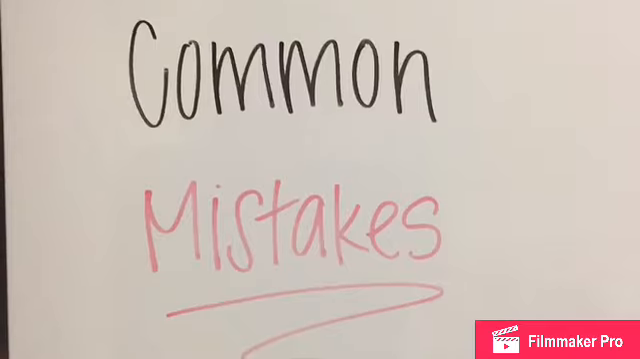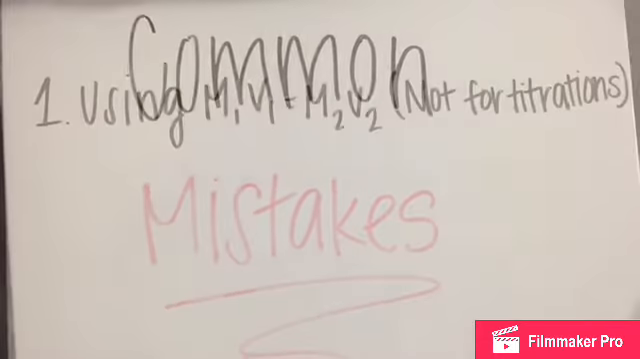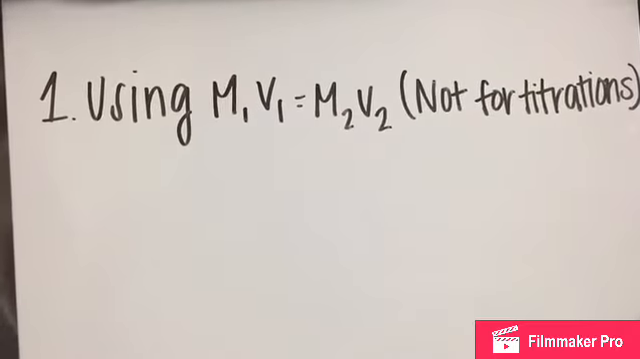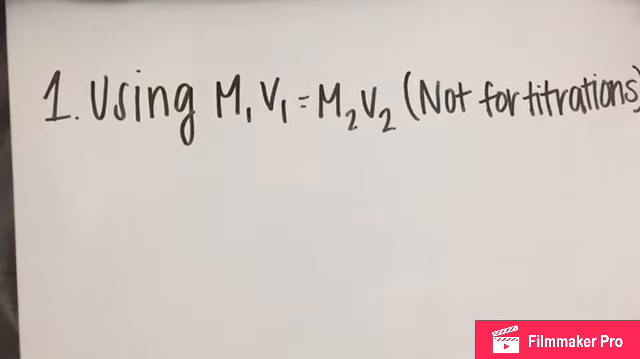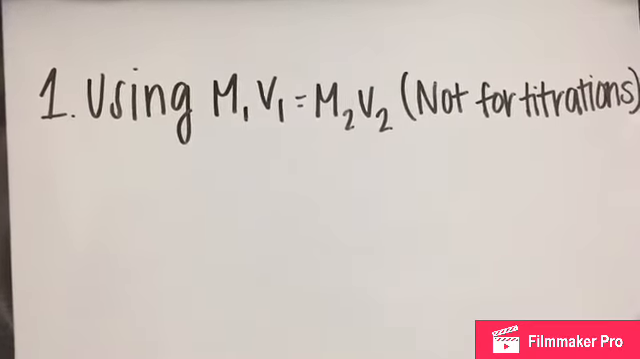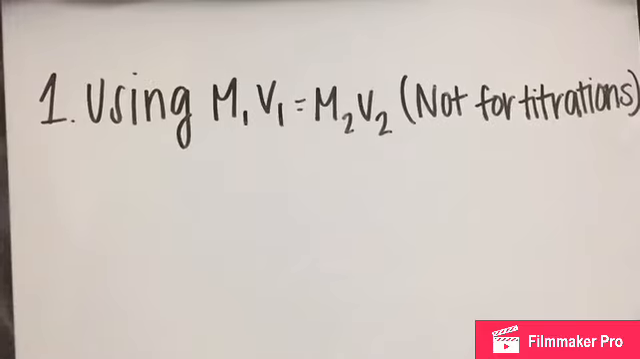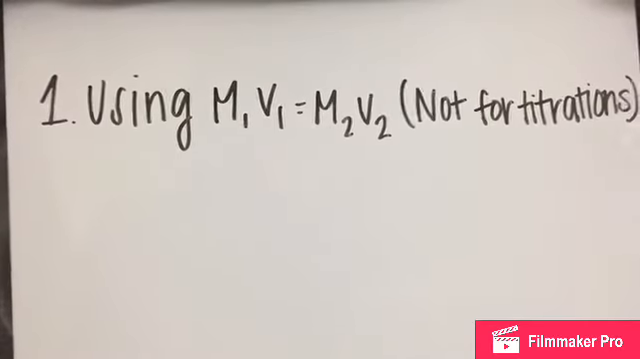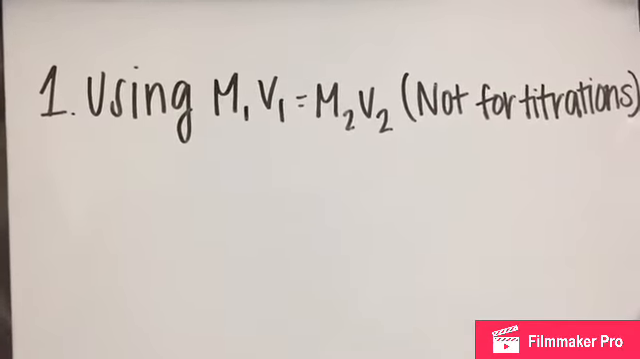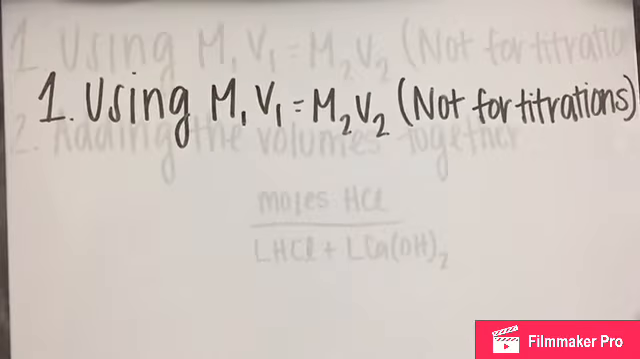Now let's look at the common mistakes. The first mistake would be using the equation M1V1 equals M2V2. This is not for titrations, this is used for dilutions. So if you were to use this equation, you would get the question wrong.